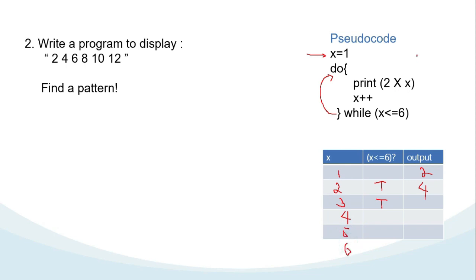As soon as it is at 6, 6 less than or equal to 6, then we go back to this, and it will print 2 times 6, which is 12 here. We increase again by 1, so it becomes 7. And then we enter the condition, 7 less than or equal to 6 is false. As soon as it's false, it quits the looping and it will execute whatever instruction comes after this.